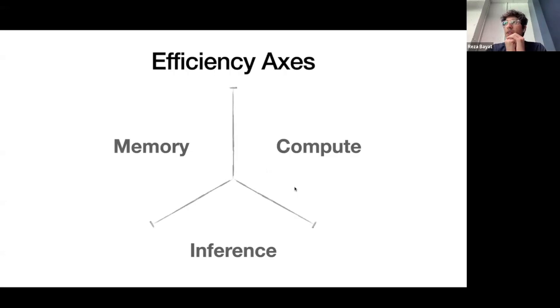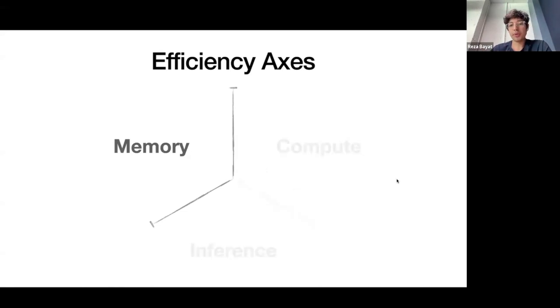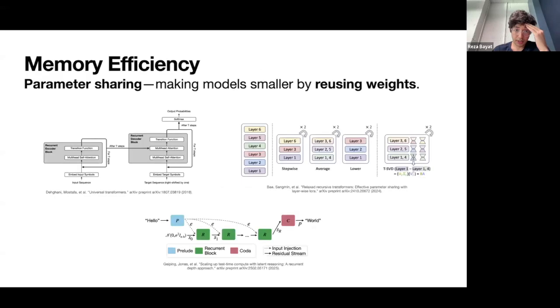We wanted to come up with an architecture that has three axes of efficiency in one place. Previous works have tackled each of them individually, but we saw a lack of a unified architecture that is efficient during pre-training and can also be leveraged at inference. I will go over some of the previous works first. For memory efficiency, we started with parameter sharing.